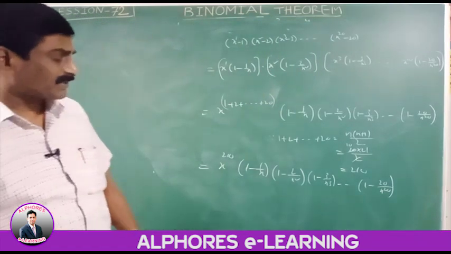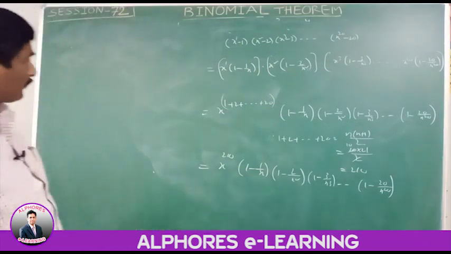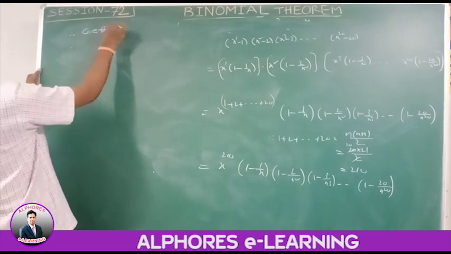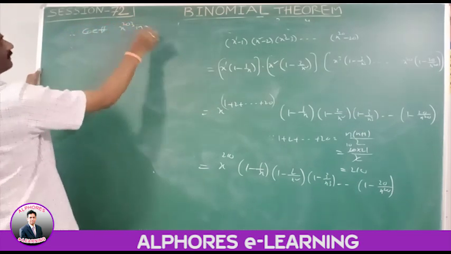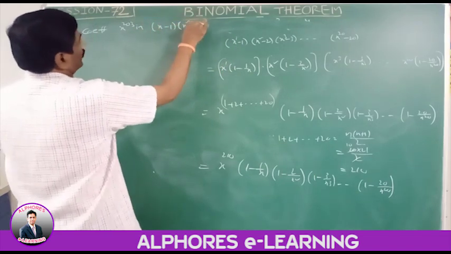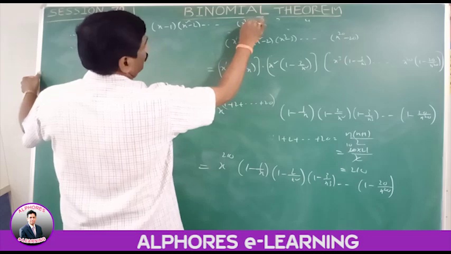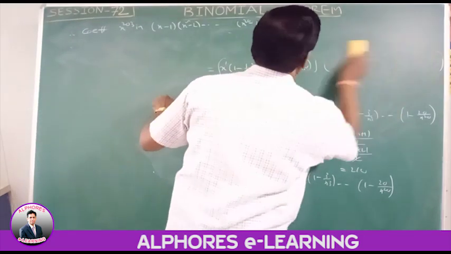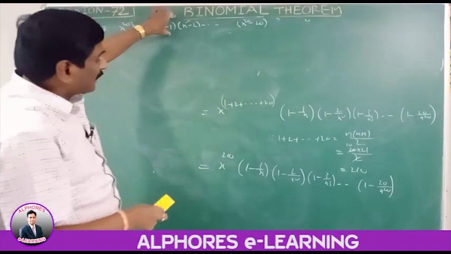Now we find the coefficient of x^203. Therefore, please write this value. The coefficient of x^203 in the expansion of (x - 1)(x^2 - 2)... and so on, up to (x^20 - 20). This expression is nothing but this value.